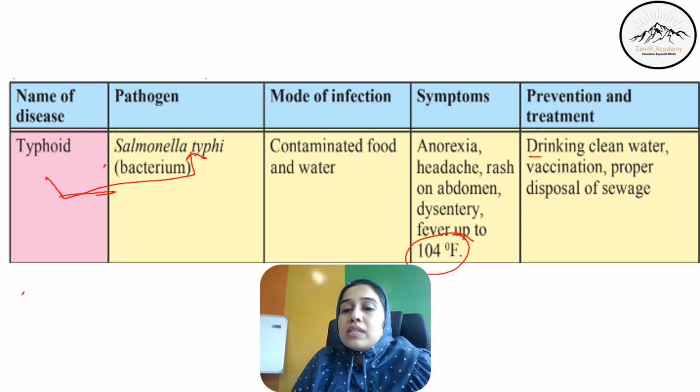Treatment and prevention is drinking clean water, vaccination, proper disposal of sewage. Because sewage or garbage can be breeding grounds for many kinds of bacteria and viruses.